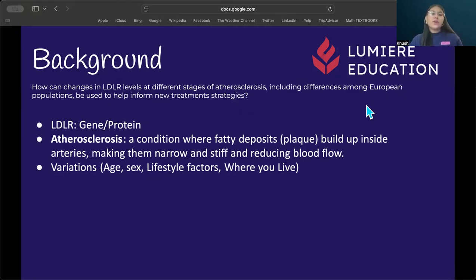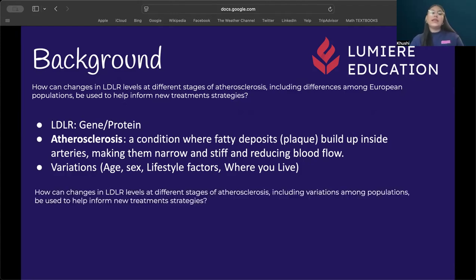In my research question, I also included differences among European populations, but these differences can also be based on age, sex, lifestyle factors, and where you live. These differences explain why treatments such as statins, antiplatelets, and PCSK9 inhibitors don't work for everyone equally. That's why you need something that can work for people if all these other treatments don't work. That's why I developed the research on LDLR.